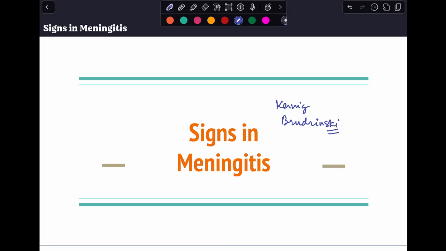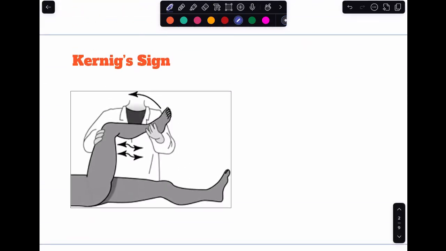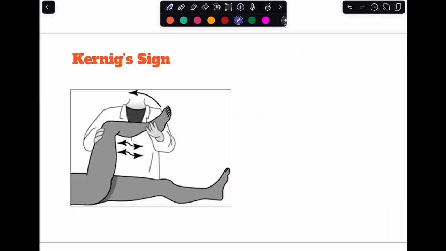Okay, so let's understand these two signs. Our first sign over here is the Kernig sign. How will we elicit it? First, let's talk about that. The patient will lie down supine and you'll flex the hip of the patient at a 90-degree angle, and then you will attempt to extend the knee. So the knee is in a flexed position right now. We'll attempt to extend the knee.